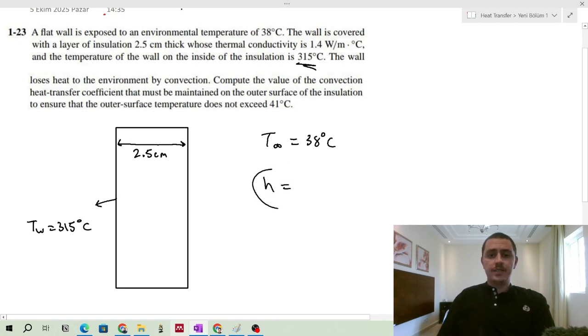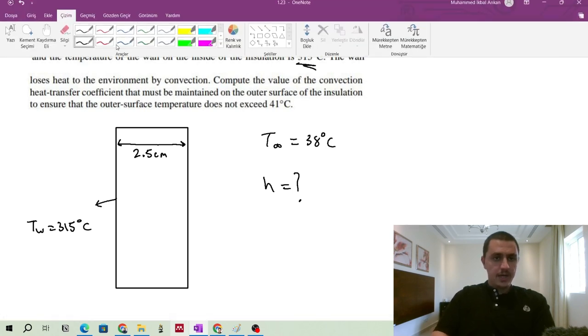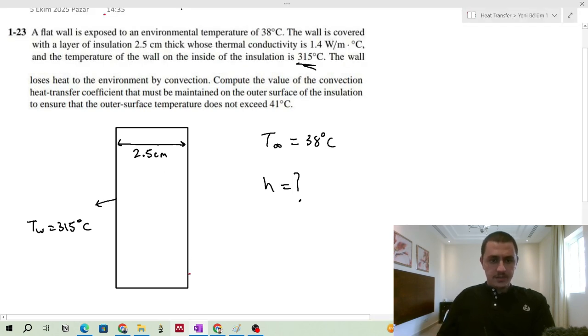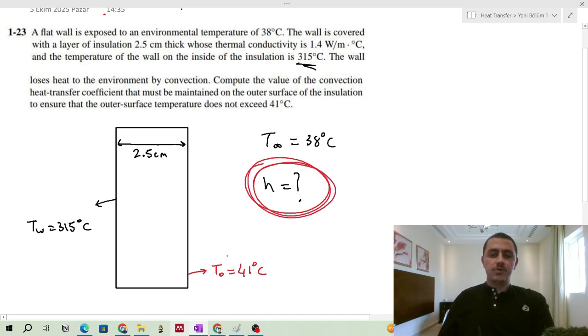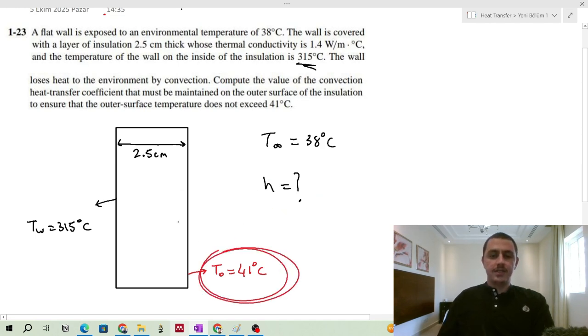You have a heat transfer coefficient here, because of the convection, but you don't know. You want to find this, and actually the question wants to find that value depending on a condition given that this T out must be maintained at 41 degrees Celsius. In order to keep this value constant, we need a balance. We need a specific heat transfer coefficient so that this temperature does not increase by time.